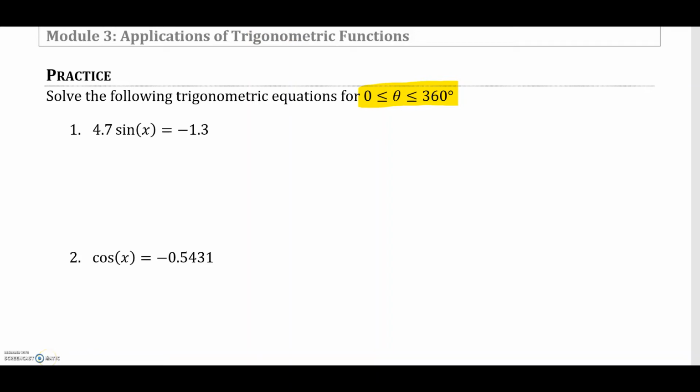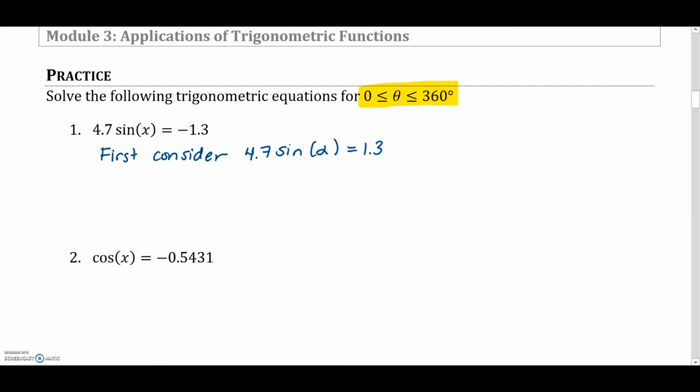The first thing we want to do is consider solving the equation 4.7 times sine of alpha is equal to 1.3. By making all the values positive, it forces the angle that we find to be found within the first quadrant, and you can note that in the CAST rule, alpha is always an angle within the first quadrant, so it will be between 0 and 90 degrees, not inclusive.